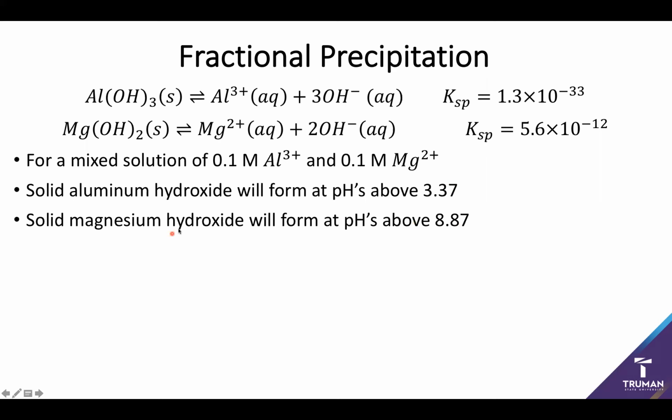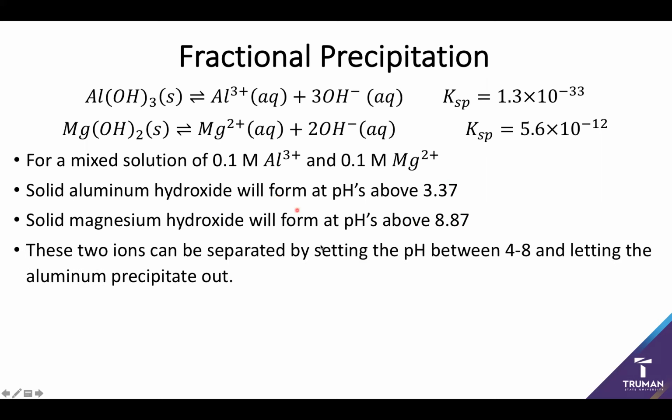So if I only want aluminum hydroxide, what we can do is set the pH somewhere in between about 4 and 8, let the aluminum precipitate out, and leave the magnesium in solution. And if you think back to our precipitation lab at the beginning of the semester, you might remember that's exactly what we did. We started with an acidic solution of aluminum hydroxide, and then we went ahead and made it basic. So we changed the pH to about 7. So actually we made it neutral.